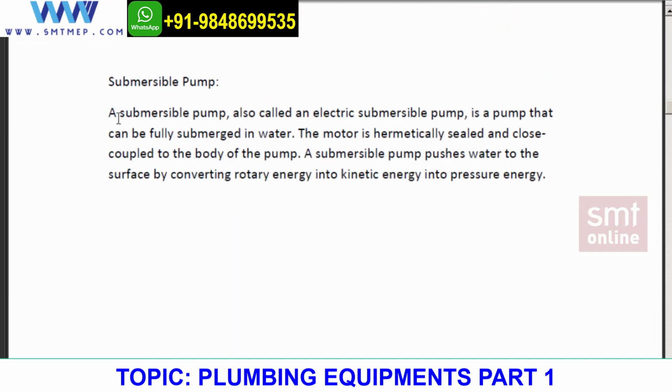So this is the pump over here. Let me read it out for you so it will be much easier. A submersible pump, also called an electrical submersible pump, is a pump that can be fully submerged into water. That means it is completely dipped into the water. The motor is hermetically sealed and close coupled to the body of the pump.